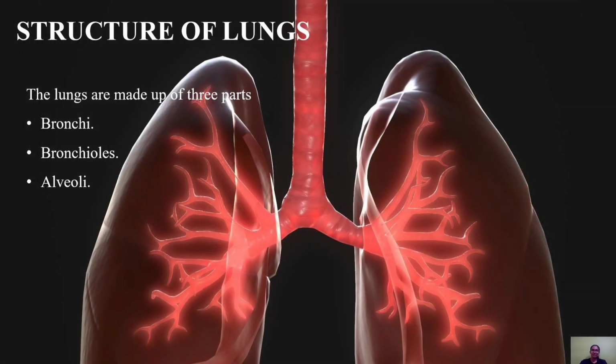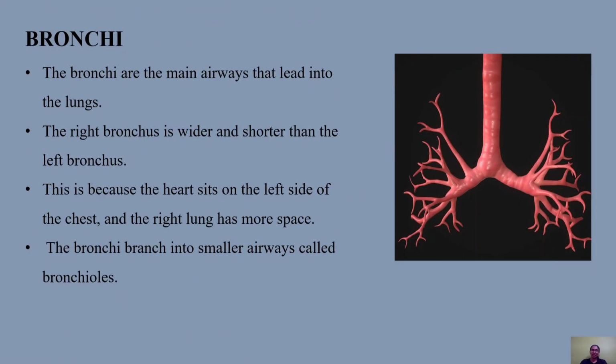Structure of lungs. The lungs are made up of three parts. They are bronchi, bronchioles, and alveoli. Bronchi are the main airways that lead into the lungs. They are about 2 centimeters in diameter. The right bronchus is wider and shorter than the left. This is because the heart sits on the left side of the chest and the right lung has more space.